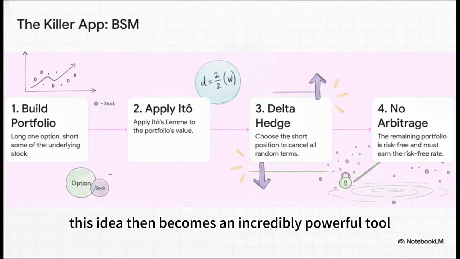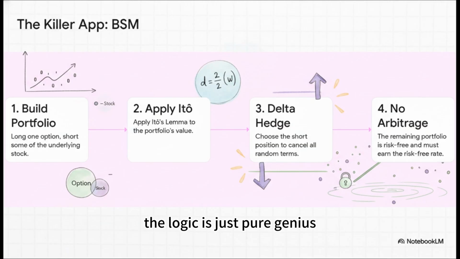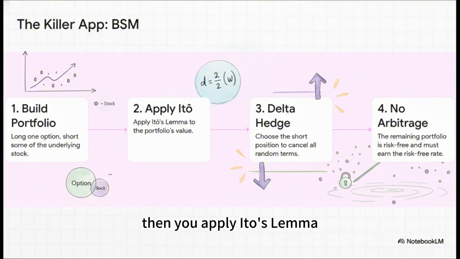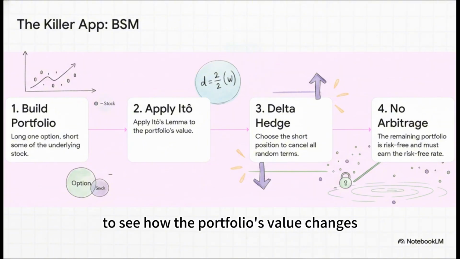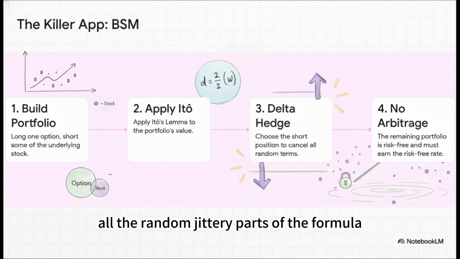This idea then becomes an incredibly powerful tool in its killer app, the Black-Scholes option pricing model. The logic is just pure genius. You build a little portfolio with one option and some of the underlying stock. Then you apply Ito's lemma to see how the portfolio's value changes. And then, and this is the magic step, you choose your stock position so that it perfectly cancels out all the random, jittery parts of the formula.